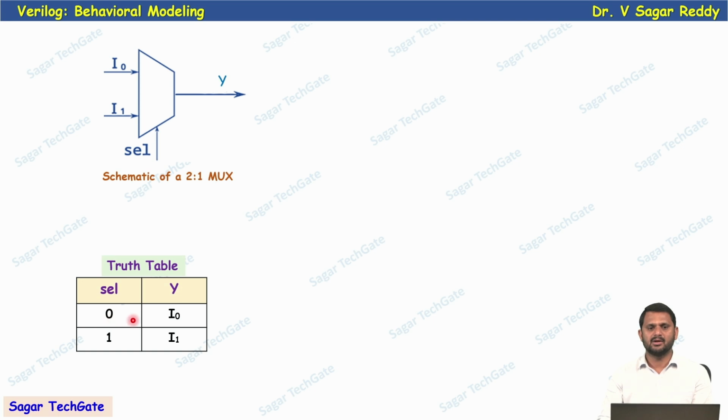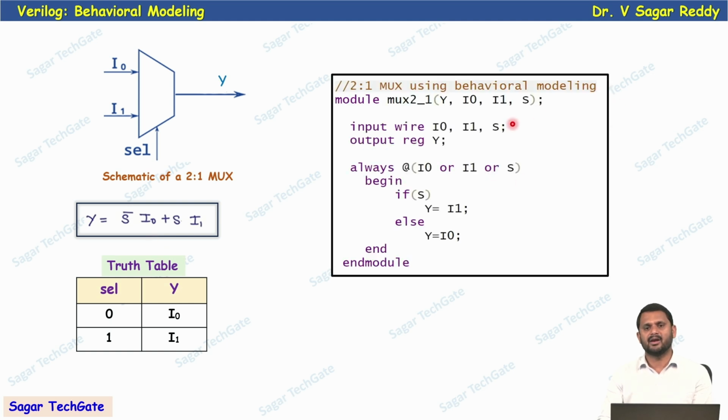If the selection line is 0, then y is equal to I0. If the selection line is 1, then y is equal to I1. How do I write the Boolean expression? Simply y = s bar I0 + s into I1. We have already discussed this 2:1 mux many times. Now, how do I write Verilog code for this?